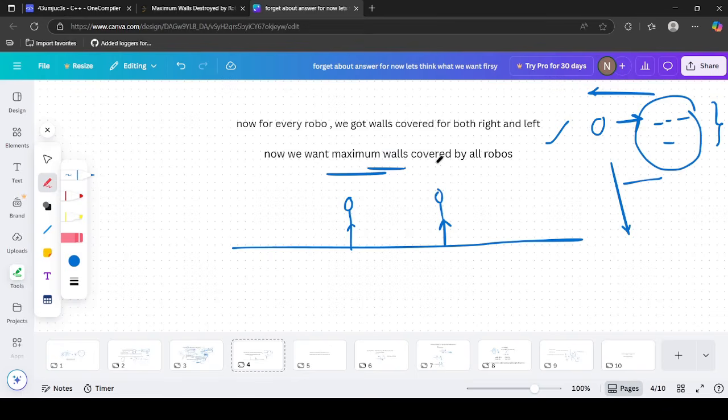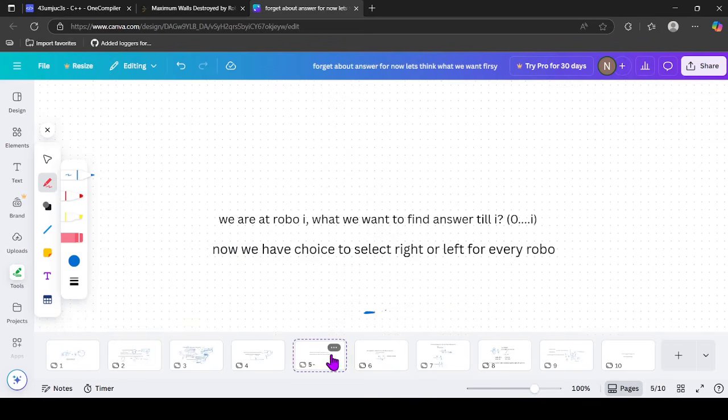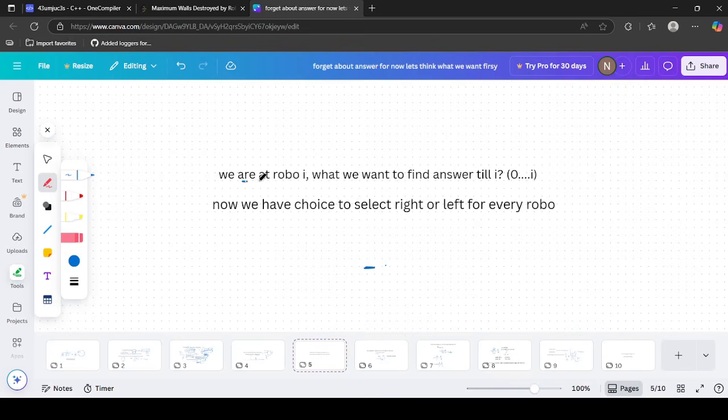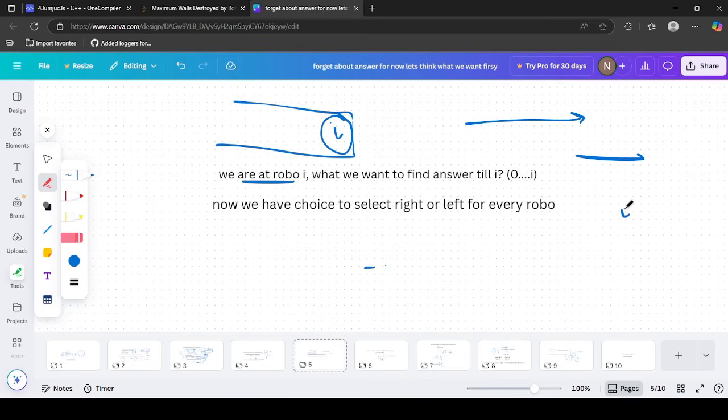Now we want the maximum walls that are covered by all the robots, effectively destroying all the walls. So how can we do this? Let's say we are at robot I. Then what are the things required to find the answer? We are going from 0 to n minus 1, so at index I, what do we want to get as the answer? Before thinking that, we have two choices here, right? The robot can fire left or fire right. Given these two choices, we have to find what other information is required to get the correct answer.